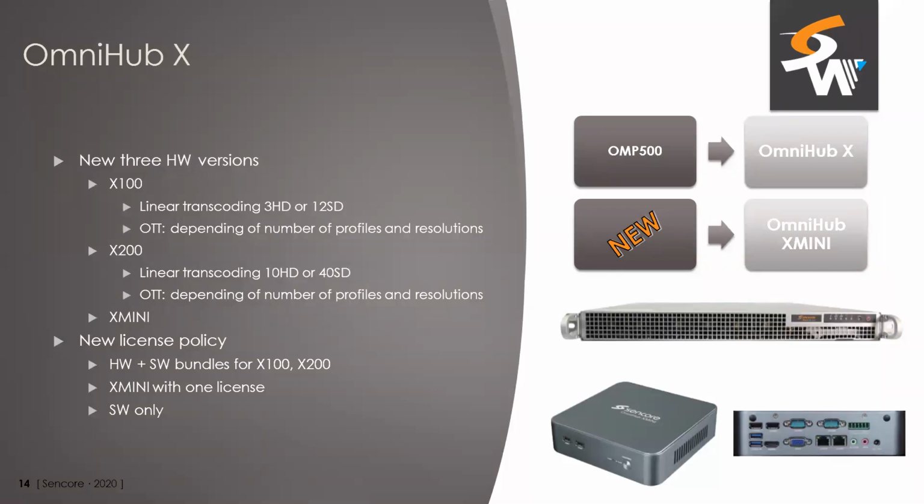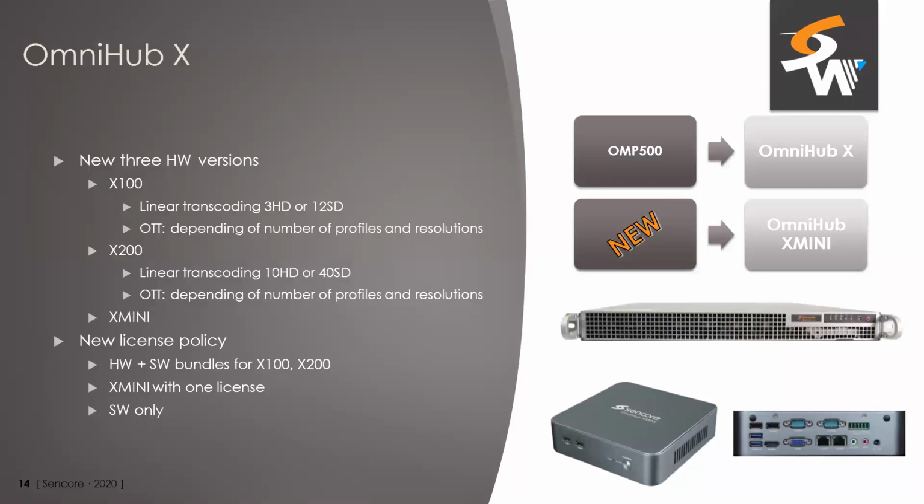As I mentioned, we decided to change our licensing policy. We simplified it, and now we offer X100 and X200 servers with open OmniHub X software, which doesn't require any additional license. If hardware can handle a particular configuration, you don't need to buy any extra license. So it should be much easier for the customer to use it.